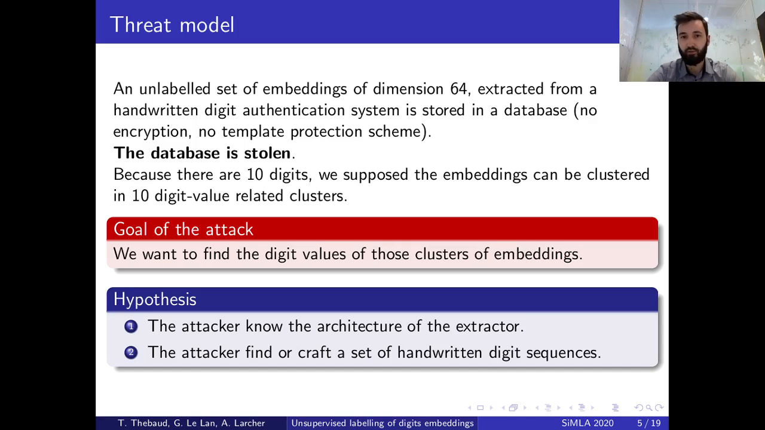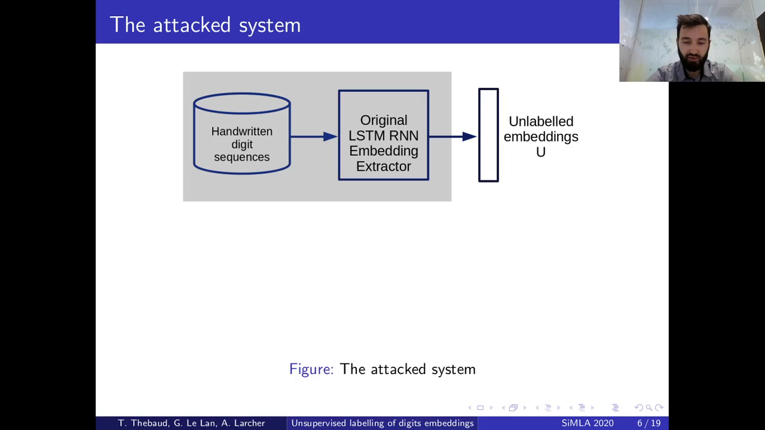And also we can see in the literature that most of the papers about handwritten digit authentication systems use LSTM for encoders. So we have this first hypothesis, and our second is that given the nature of the data, an attacker could easily craft or find a set of handwritten digit sequences. So with our two hypotheses, we are going to see how we can attack this system.